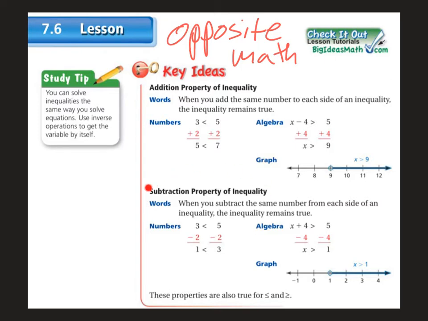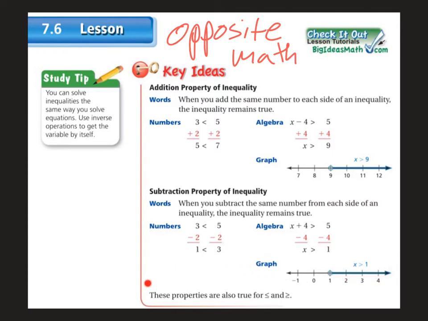And then our opposite math for subtraction. When we subtract the same number from each side in an inequality, the inequality remains true. So for here, they're showing x plus 4 is greater than 5. Well, if we subtract 4 from each side to get rid of this plus 4, we're left with x is greater than 1. All right, and here's how we graph that. Open circle on the 1, and arrows showing all the numbers greater than 1.